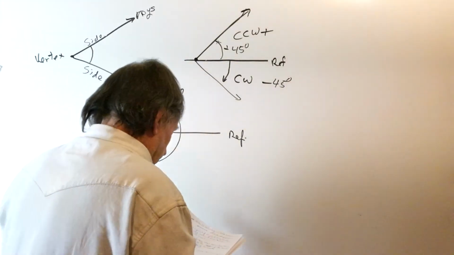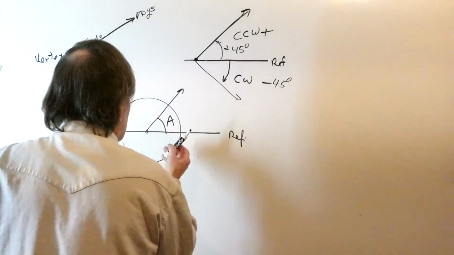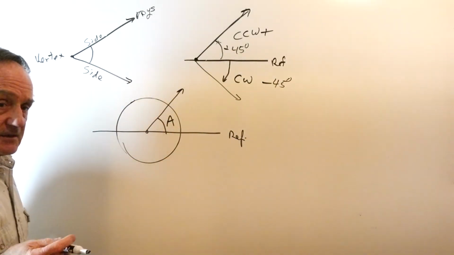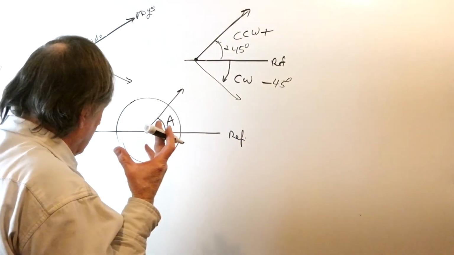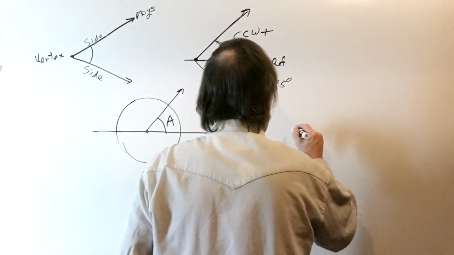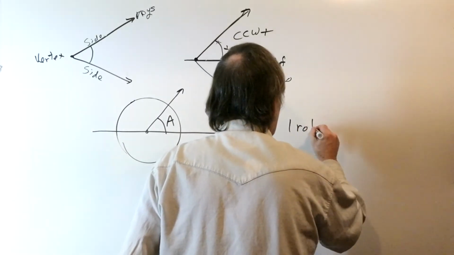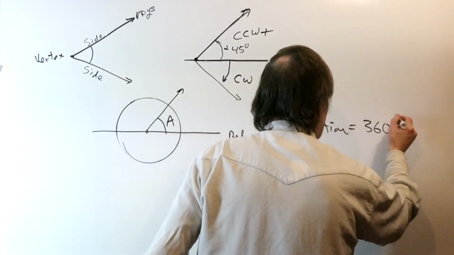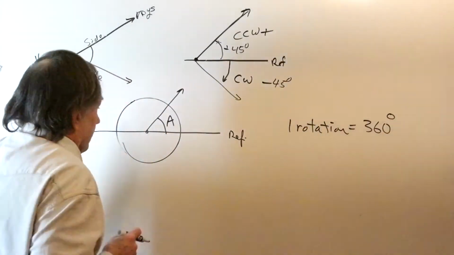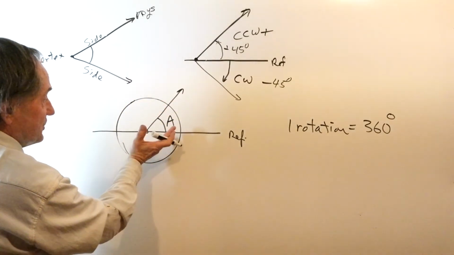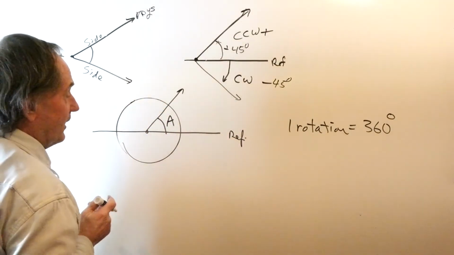Now, one rotation around the circle is taken as an angular measure of 360 degrees. So one rotation is 360 degrees. Fractional parts of the rotation gives a smaller angular measure.